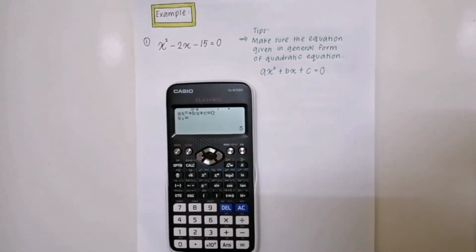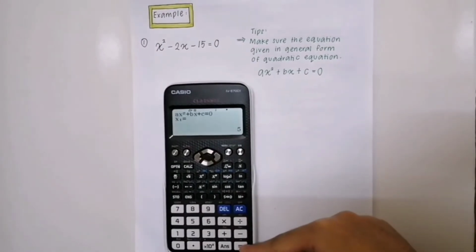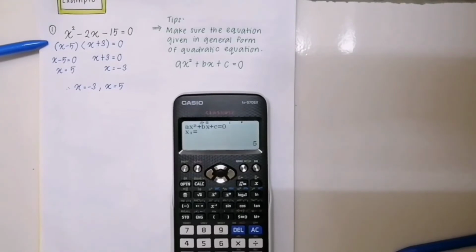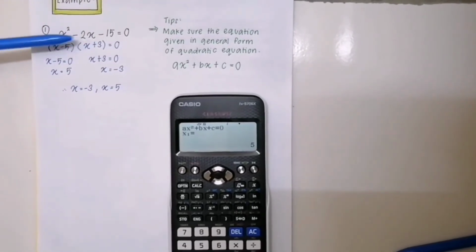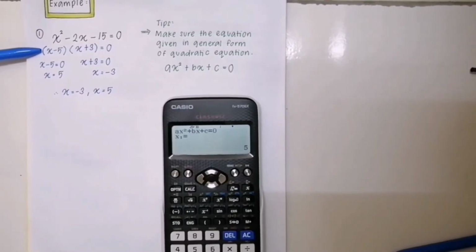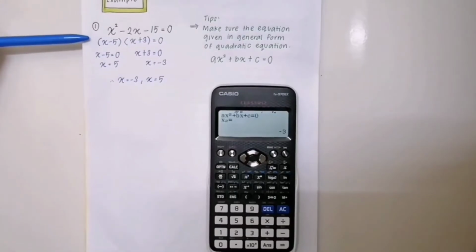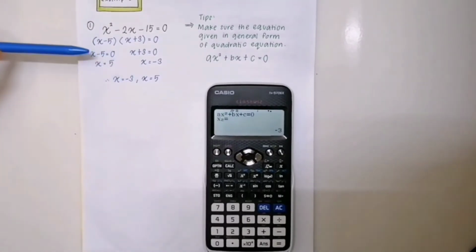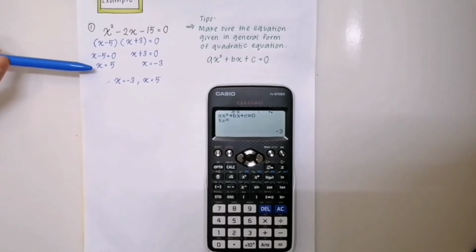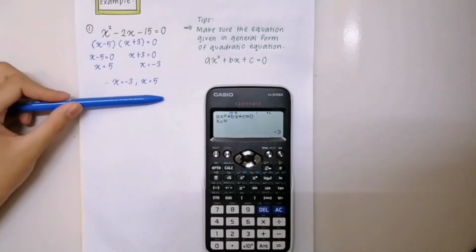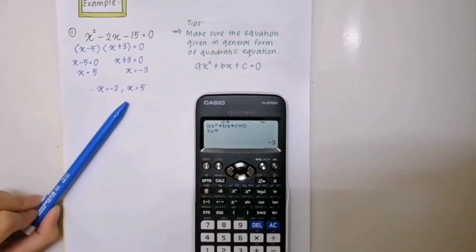We have the value of x here, 5, and the second value of x is negative 3. You have to write it in this bracket form to prove that we can factorize the quadratic equation using the factorization method. We separate the brackets and solve it, and we get back the values of x, which are x equals 5 and x equals negative 3. And now we are done.